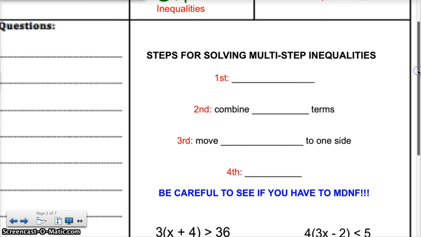The first thing you always do is distribute. That is always your first step. Always, always, always. First step is to distribute. Secondly, you would combine like terms if you need to.